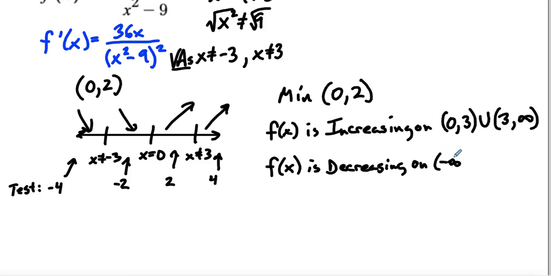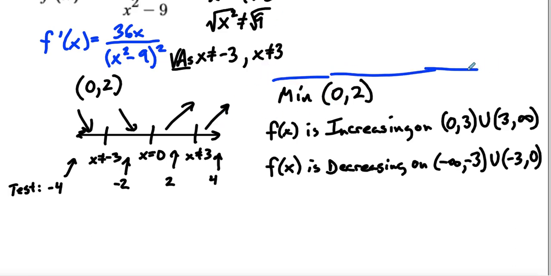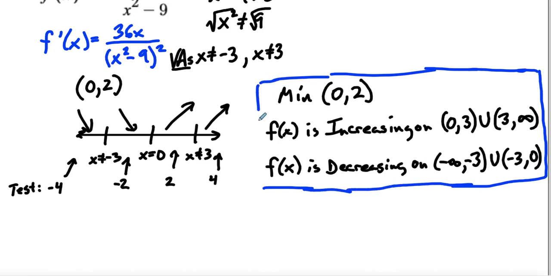negative infinity to -3. And then again, we have -3 to 0. And now we've recorded all our information. We found our mins and max. Well, there's only one minimum in this function. And then we've also found our intervals of increasing and decreasing, which is what you can find from the first derivative test.